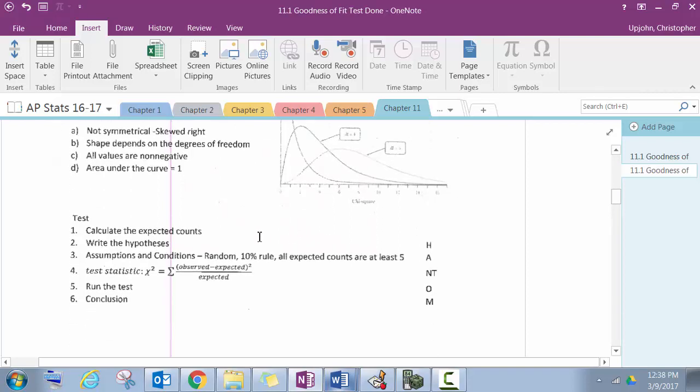So here's our test. Calculate the expected counts. Then we write the hypotheses. That's our H. Assumptions and conditions. Needs to be random, the 10% rule, and all expected counts are at least 5. If they're not, we can't do it. Our test statistic is chi-squared, which is the sum of all the observed minus the expected values squared divided by expected. We run the test. So we find our p-value, we make our conclusion. It's very similar to what we've been doing before.